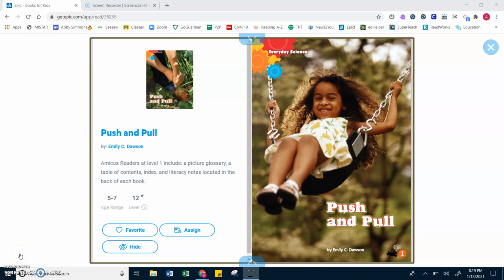For yesterday's science lesson, you guys watched a video on push and pull and then completed a short activity. So today we're going to read a book on push and pull and then complete another activity. The title of our book is Push and Pull by Emily Dawson.